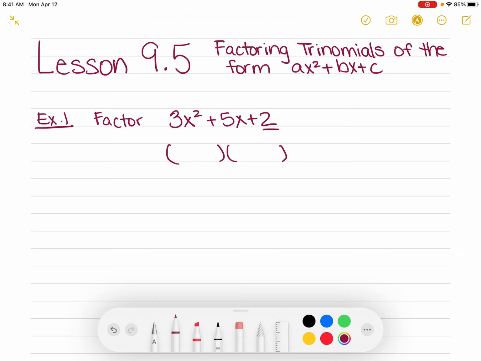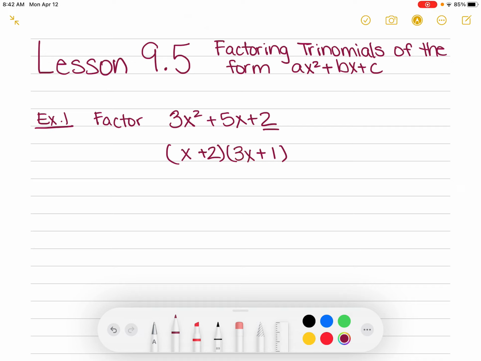So for the number 2, I know that I need a 2 and a 1. There's no other numbers to make for a 2, so this one is a little bit easier. We have plus plus signs, so we're going to have plus plus signs. Now if I were to say, what makes 3x squared in the front, I would probably say 3x and x. I'm going to do it wrong first because I want you to see that there's two options. I can have x and 3x.